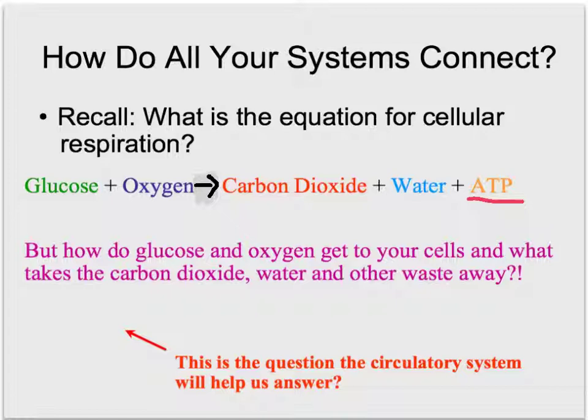Recall the equation for cellular respiration. It was glucose, or sugar, that we get from food, plus oxygen, and what we give off is carbon dioxide, water, and then we get energy. But how do glucose and oxygen get to your cells if, let's say, they're both going in through your mouth, and your cells are all over your body, and what takes the carbon dioxide, water, and other waste away? This last question is what we're going to answer through the circulatory system.